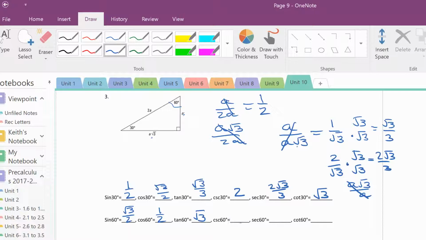And then the cosecant of 60, the reciprocal of rad 3 over 2 is 2 rad 3 over 3. The secant 60, the reciprocal of 1/2, is 2. And the cotangent 60, well, the reciprocal of rad 3 is rad 3 over 3.